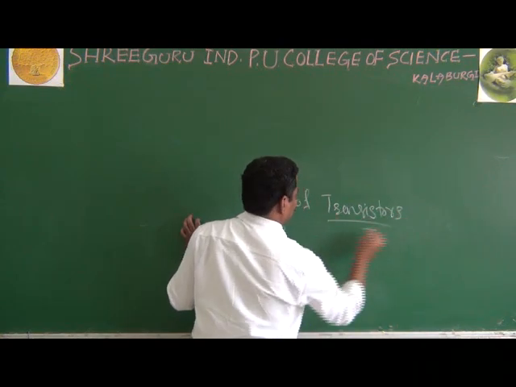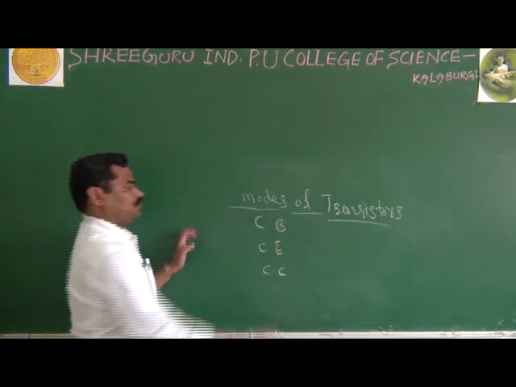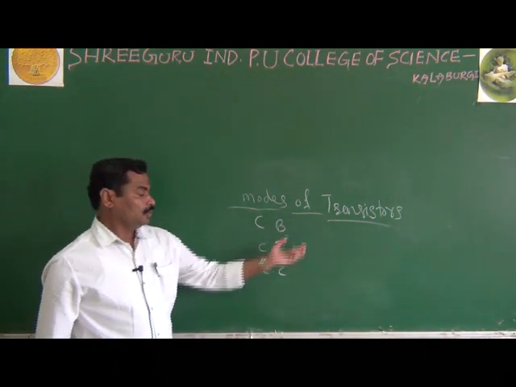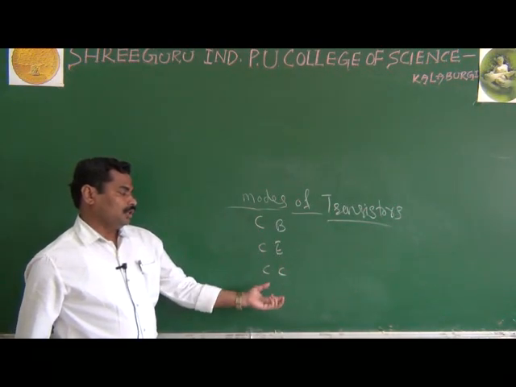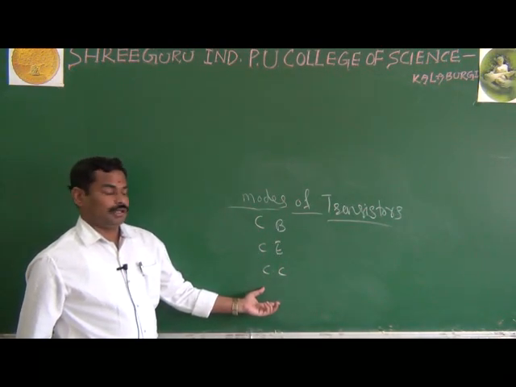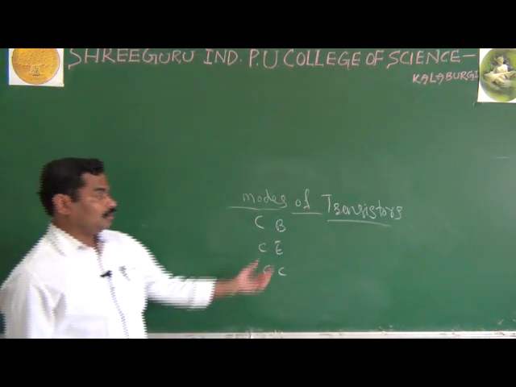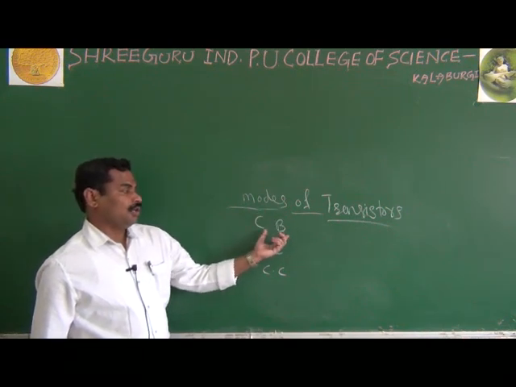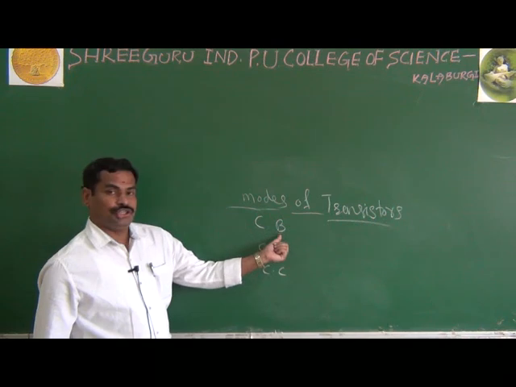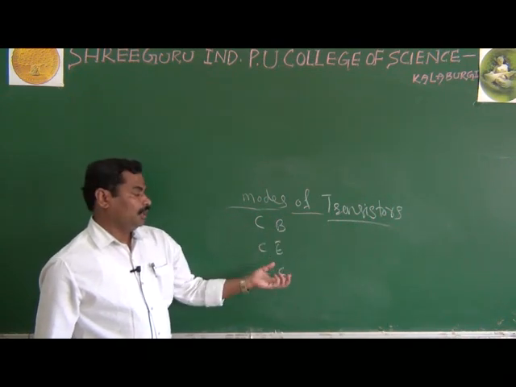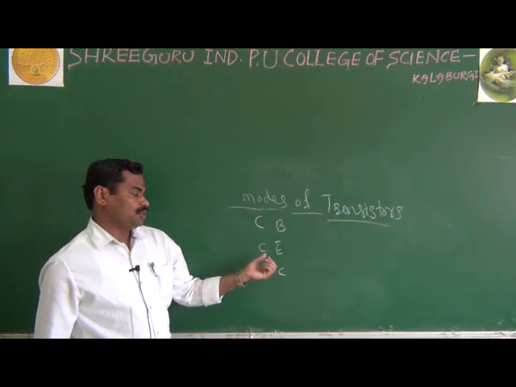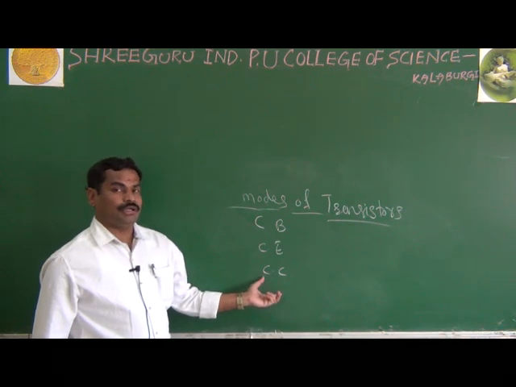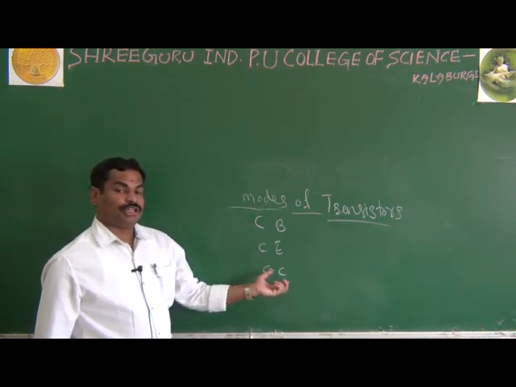It means we have 3 different modes of a transistor. One is called common base configuration. Another is called common emitter configuration. Another is called common collector configuration. In common base configuration, the base is common for input as well as output. In the CE configuration, the emitter is common for input as well as output. Similarly, in common collector, the collector is common for input as well as output.